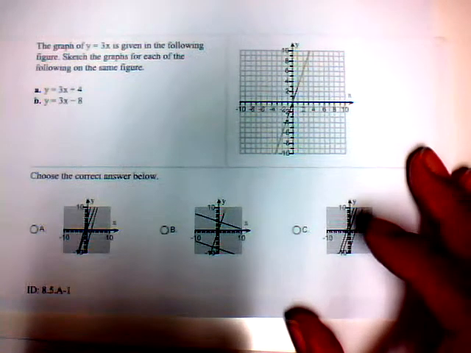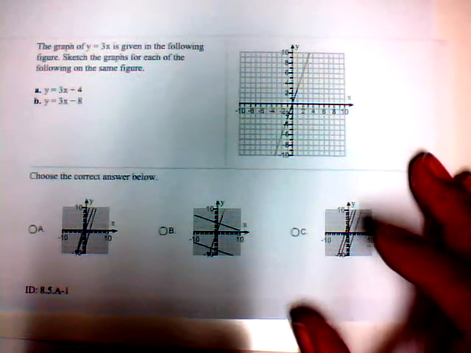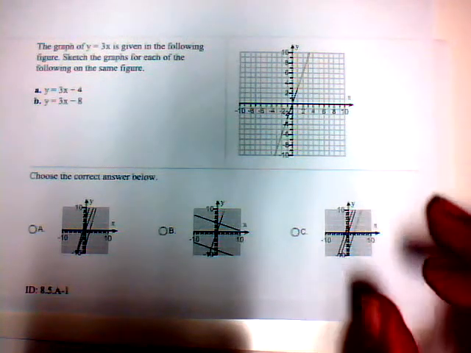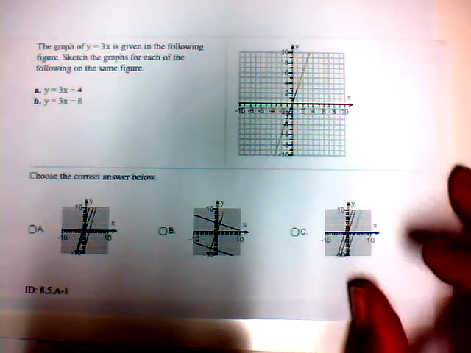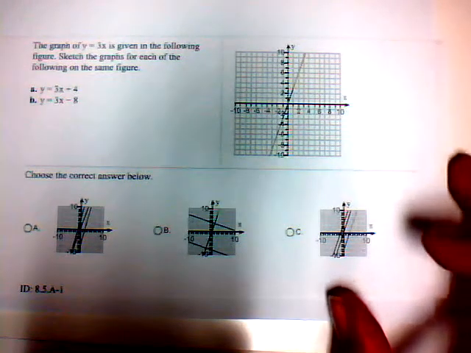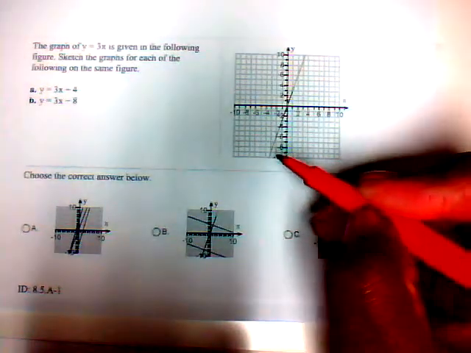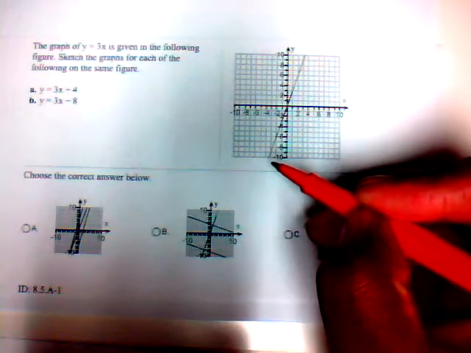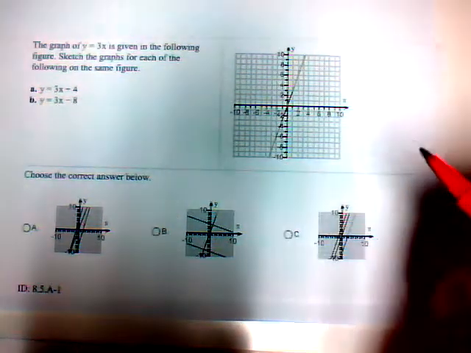Okay, we'll look at some of the homework problems in section 8.5. And we'll start with problem number 1. The graph of y is equal to 3x is given in the following figure. Sketch the graphs for each of the following on the same figure. So you can see y is equal to 3x is already given in this graph. So we got y is equal to 3x plus 4 and y is equal to 3x minus 8.